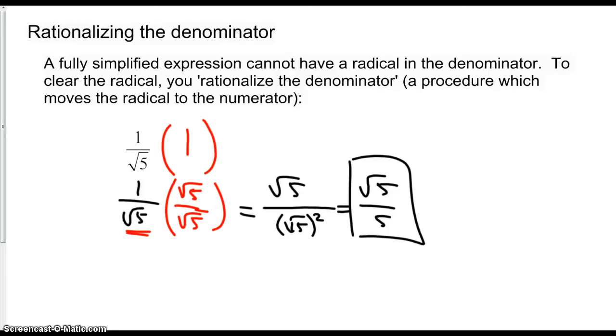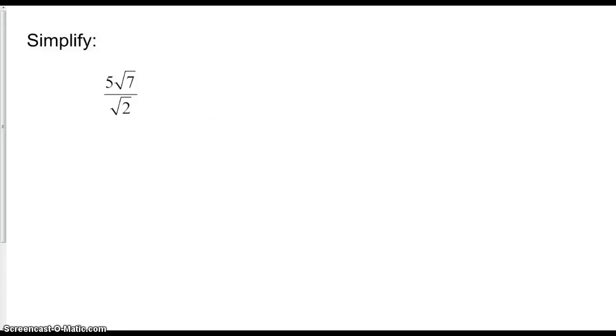And all it is, is multiplying by 1 written as the square root over the square root, using the square root from the bottom. Okay? So try this one yourself. We're going to multiply by square root of 2, top and bottom, right? That's what we're doing to rationalize. What happens when we do that? Pause it and try it.